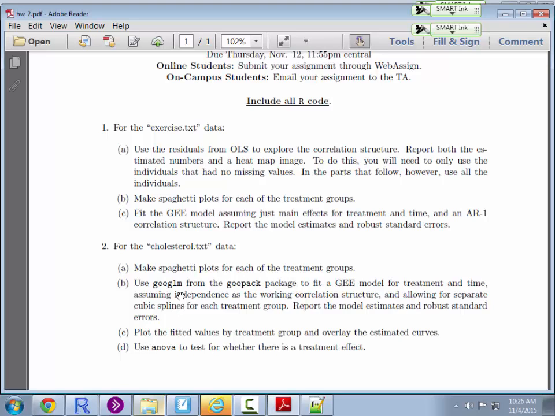geeglm, I can't remember why I preferred it here. It may be because I can then use the anova function on it to test what we're going to test. But both of them basically do the same thing. I think geeglm may be more actively maintained these days.